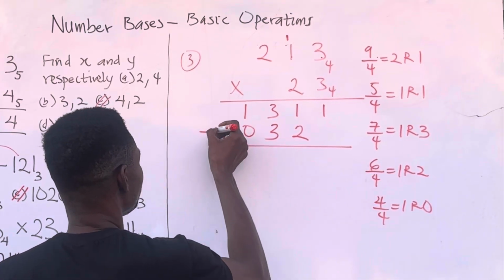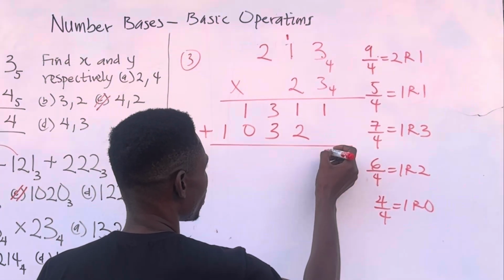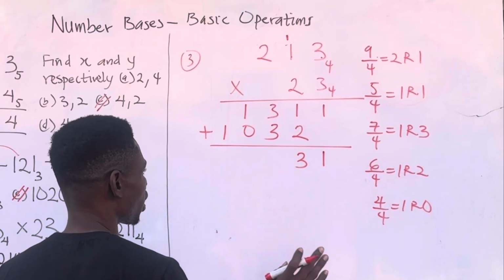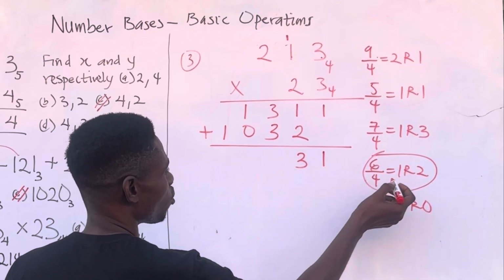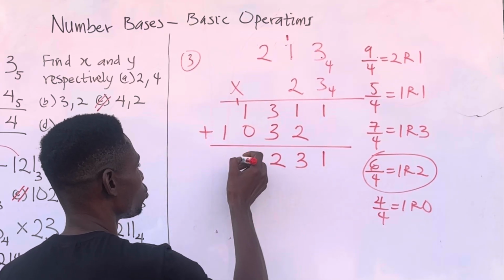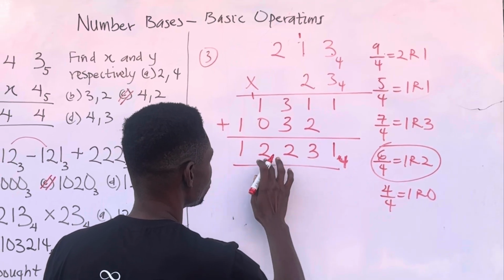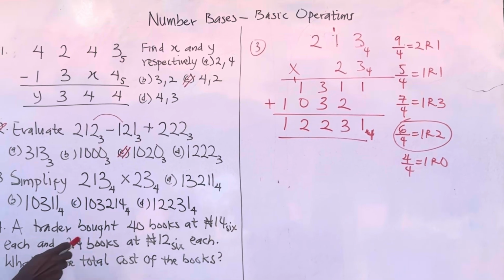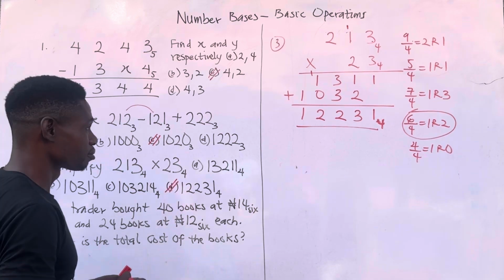Okay? So when we're doing long multiplication like this, we add the answer. So here we have 1. Here we have 3. 3 plus 3 is 6. We cannot write 6. We do this. So 6 divided by 4, that's 1 remainder 2. So we write down 2 and carry 1. 1 plus 1 is 2. And then we have 1 in base 4. So we have 1, 2, 2, 3, 1 in base 4. So our answer is D.